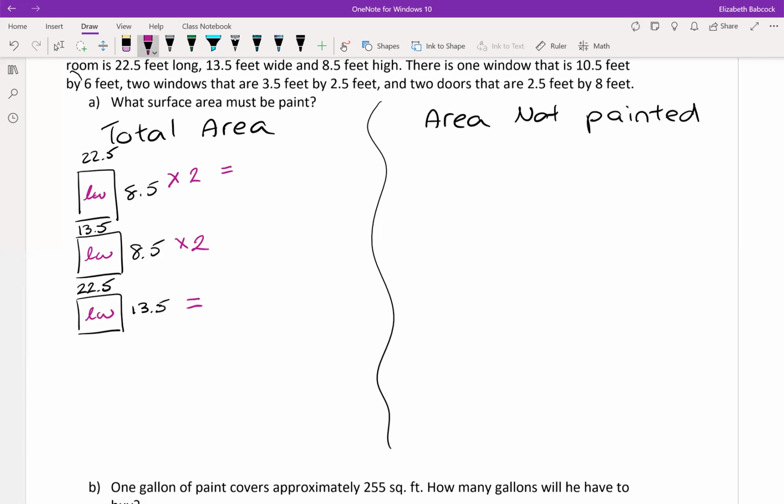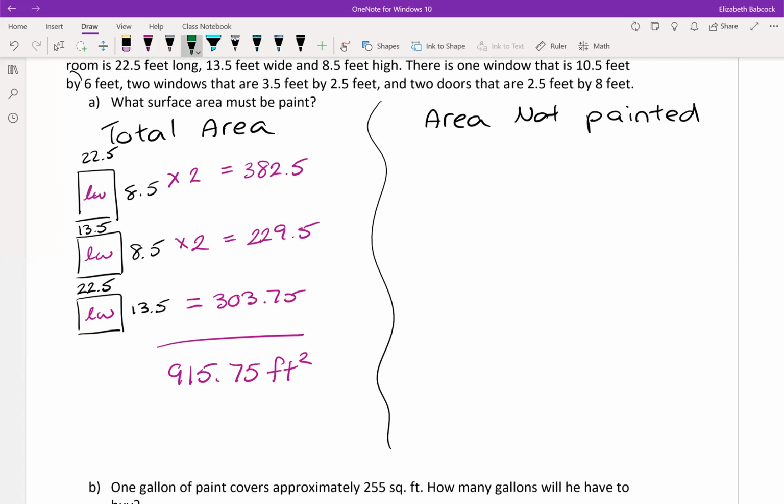So this would get us 382.5. This would get us 229.5, and this would get us 303.75. So altogether, if you add those up, you get 915.75 feet squared. So that means that the total area for wall space, including windows, doors, and everything, is 915.75 feet squared.